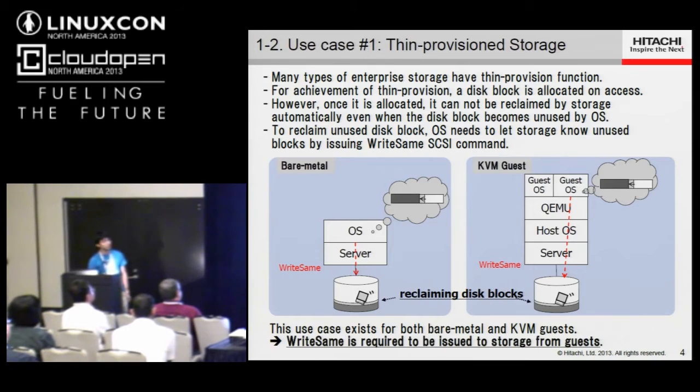So to reclaim unused disk blocks, the OS needs to let storage know the unused blocks by issuing the write same SCSI command to storage. Once storage can see which are the unused disk blocks, storage can reclaim the disk space. This use case exists for both bare metal and KVM guests. To achieve this by KVM, the guest OS needs to issue the write same SCSI command to storage. Therefore, write same is required to be issued to storage from the guest.